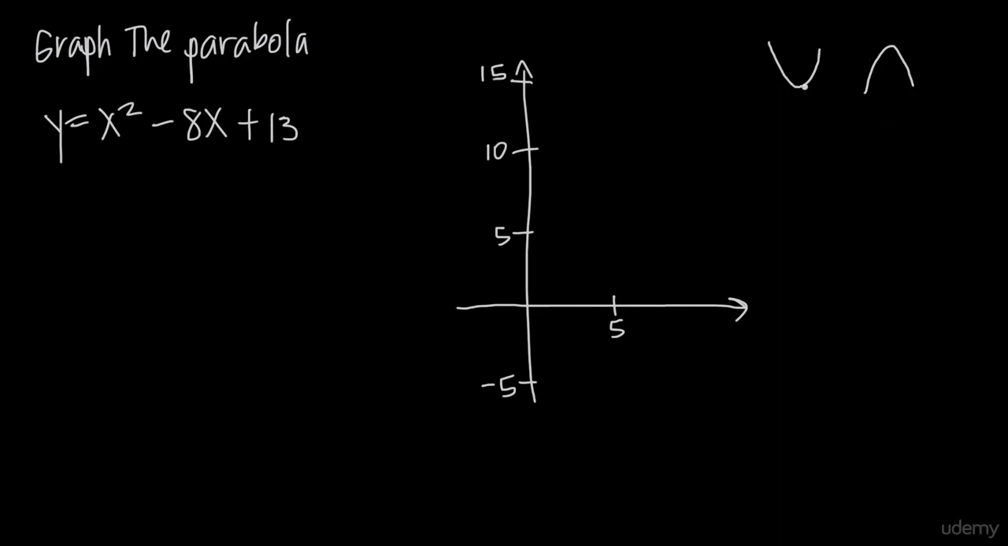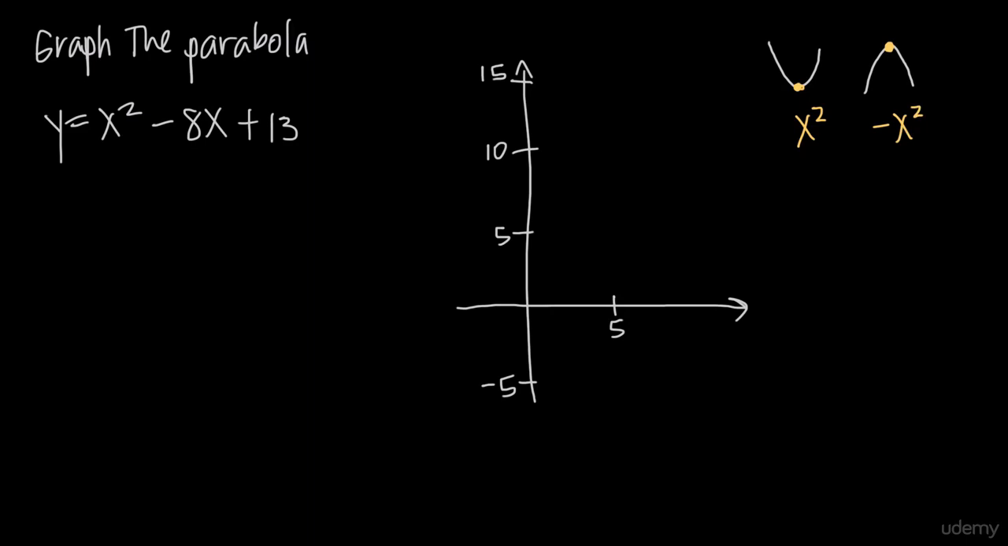If a parabola opens up like this one, that means that its vertex is its minimum point, at the bottom here, and the parabola opens up. That means it's going to have a positive x squared term. If the vertex is a maximum at the top and the parabola opens down like this, that means that the x squared term is going to be negative.